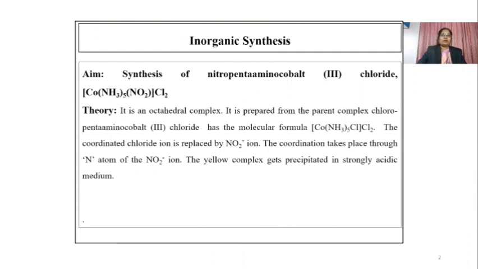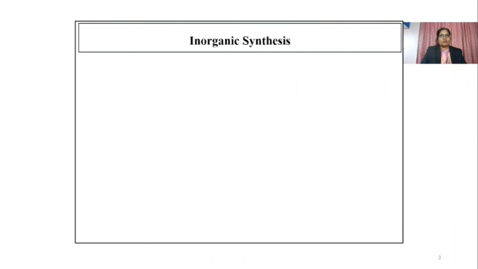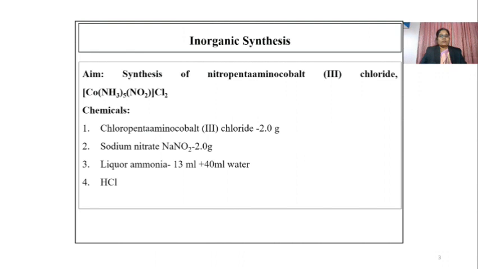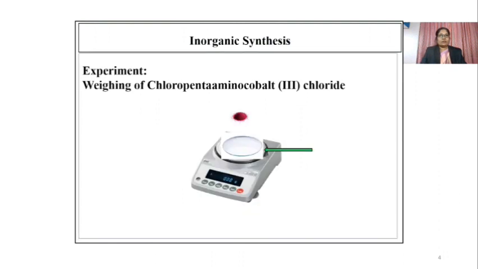So what are the chemicals required for the synthesis of this nitropentaamino cobalt 3 chloride? They are chloropentaamino cobalt 3 chloride, sodium nitrite, liquor ammonia and HCl. Let us see how to perform the experiment.